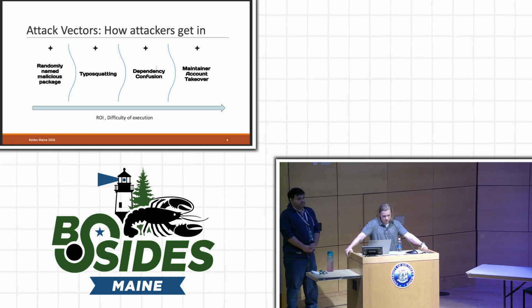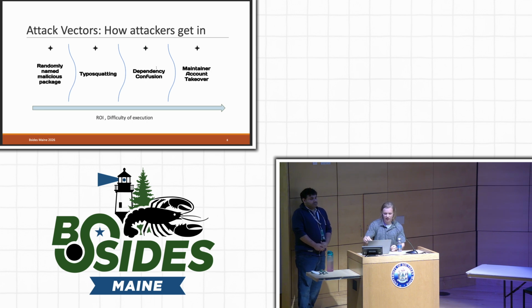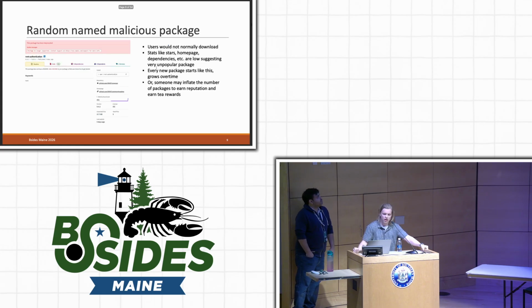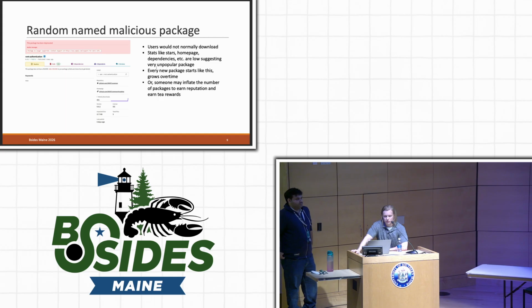Okay, so we'll get into some attack vectors now. And this goes left to right, increasing in both ROI and difficulty of execution. They are kind of one-to-one here. So on the far left, we're starting with these randomly named malicious packages. Then we'll look at typosquatting, dependency confusion, and maintainer account takeover, which is what we've seen a lot of lately.